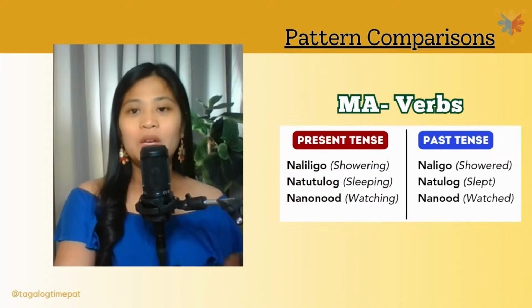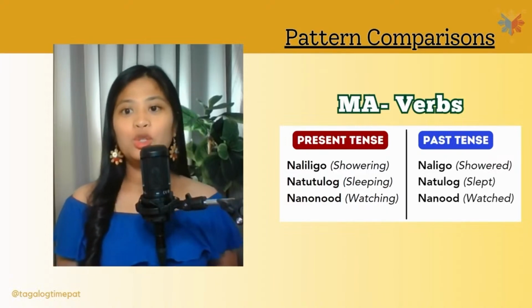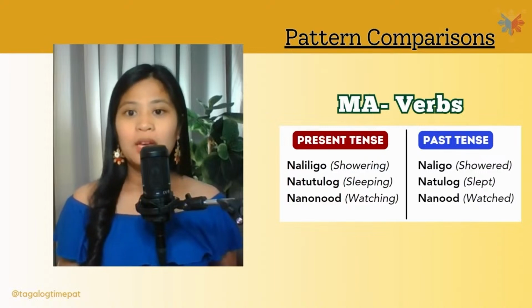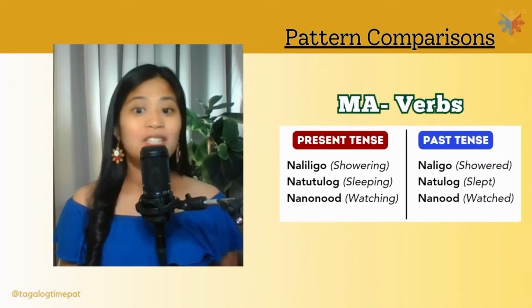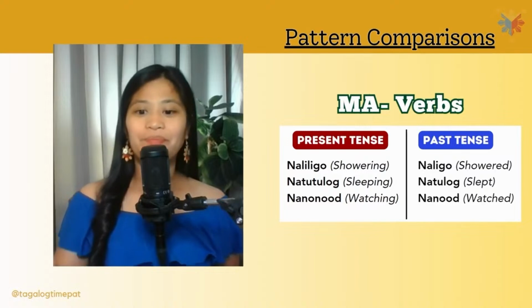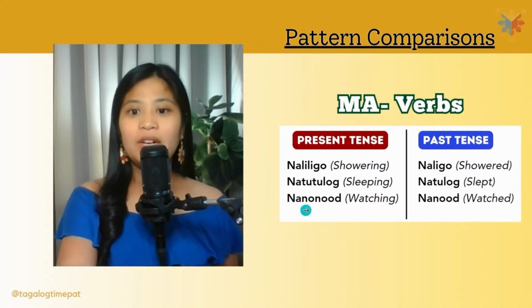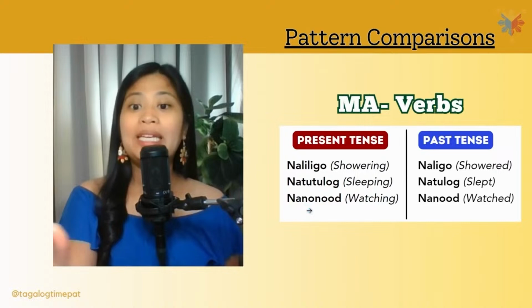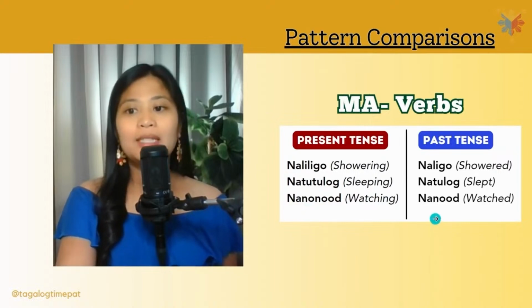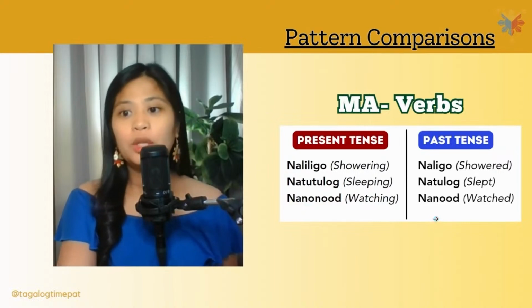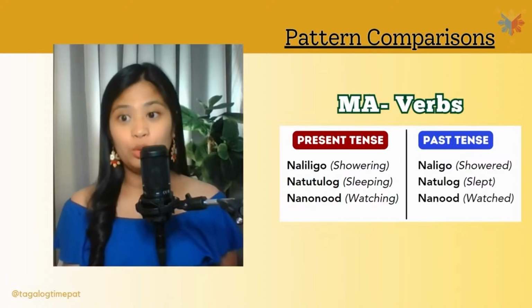So it is a very similar pattern to the mag-verbs. The only difference is that it doesn't have the G in the affix. But you can see here in the present tense, there is that repeated syllable, whereas in the past tense, there is no repeated syllable. It's just the affix, then the root.